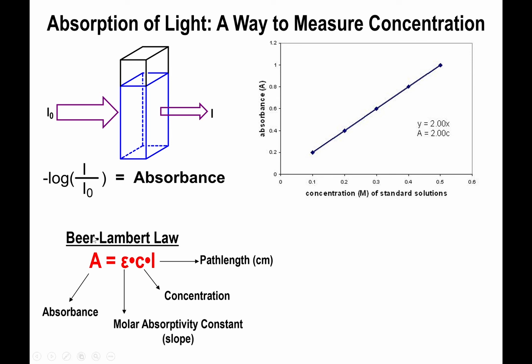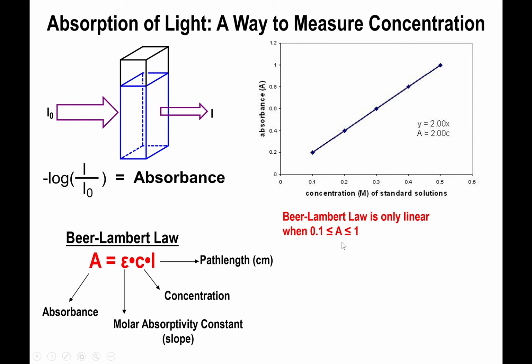Now the absorptivity constant here, if the concentration is molarity, this is known as the molar absorptivity constant. And as long as the path length is equal to 1 centimeter, the slope of this line is going to equal the molar absorptivity constant. If the concentration is anything else other than molarity, then this is just known as the absorptivity constant, still associated with the slope of this line.